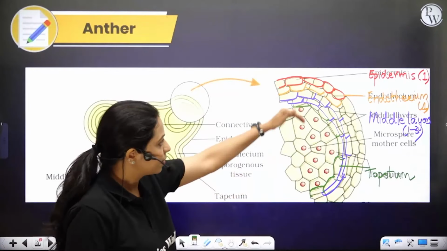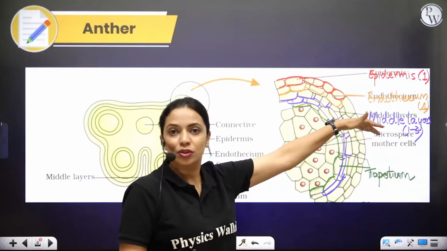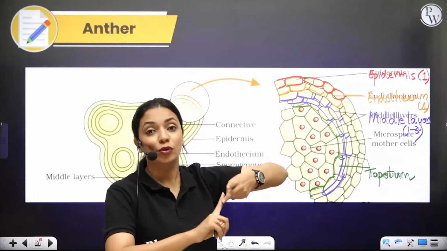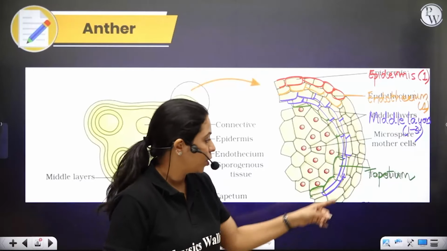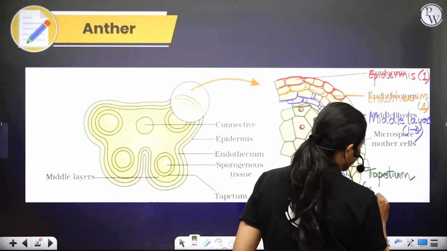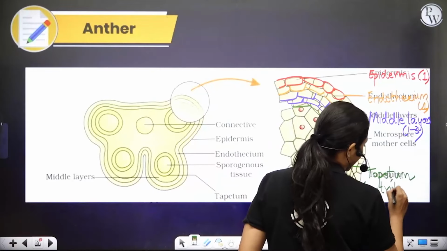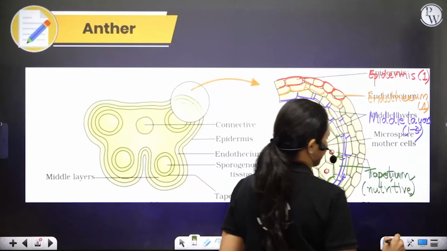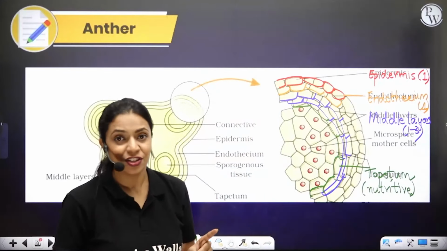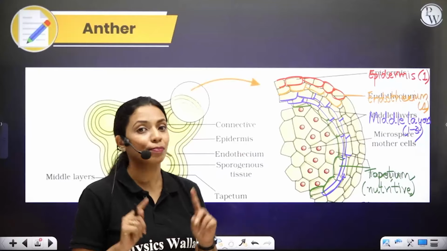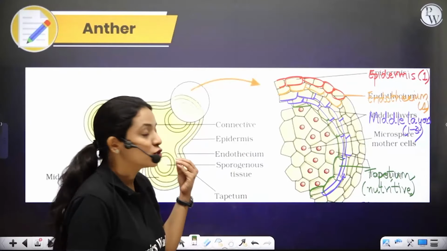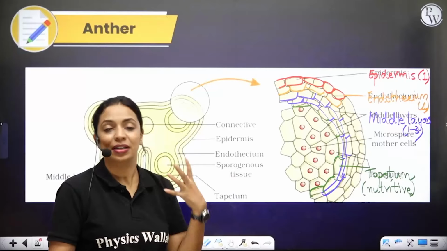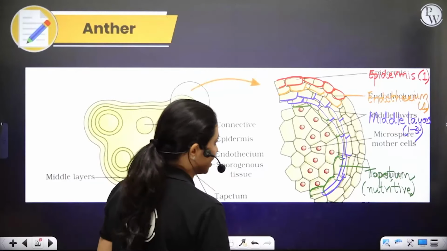So over here, the function of the outer 3 layers, epidermis, endothecium and middle layers, is to offer protection to whatever is lying inside. Whereas tapetum is nutritive in function. That means it nourishes something. What does it nourish? It nourishes the developing pollen grains. I told you that the pollen grains will be formed within the anther. So pollen grains will form from a tissue called sporogenous tissue.